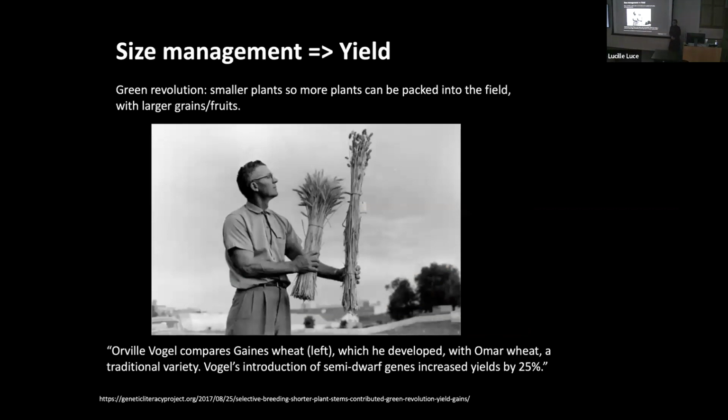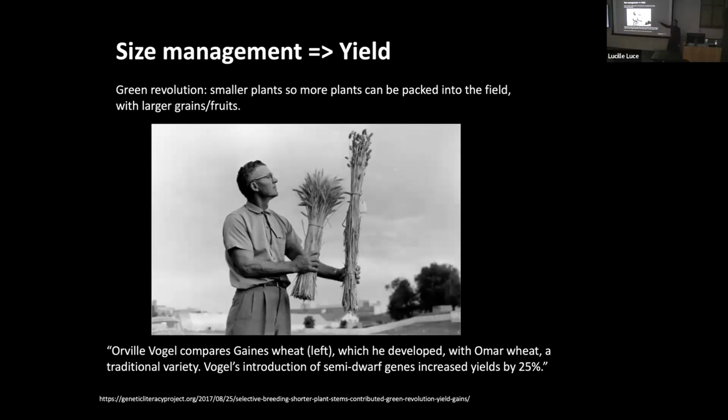Size management is really important in terms of agriculture because size determines yield, but it's not a simple problem. Before I got to Cornell, I was like, ooh, bigger is better. No, it needs to be very precisely managed. And you can see that in terms of this big improvement in yield in the Green Revolution. You can see the wheat before the Green Revolution versus the wheat after the Green Revolution. The plant is smaller, so you can cram more plants in the same field, and the productive grain part is larger. So we need very precise size management to improve yield.